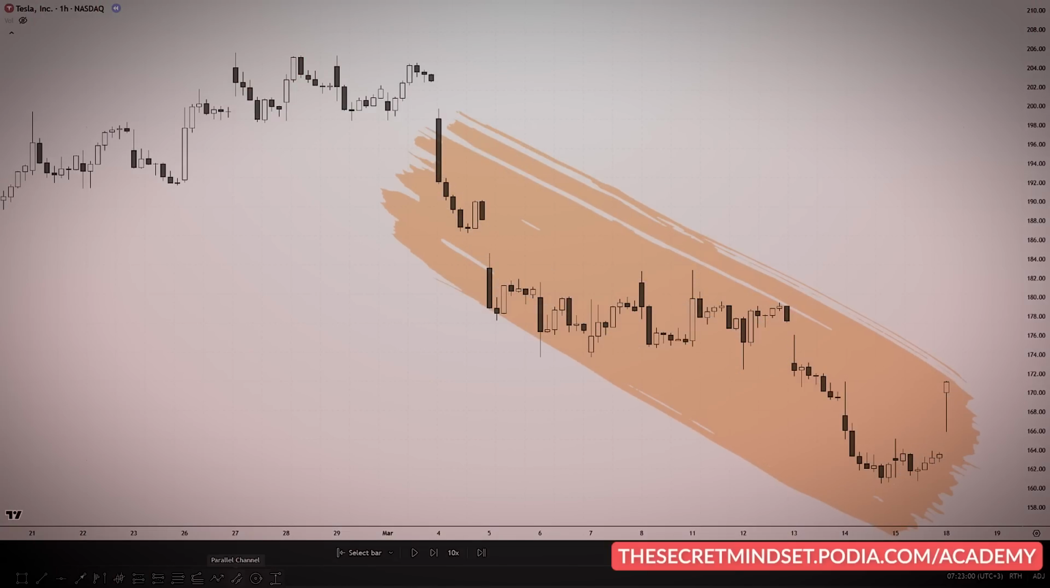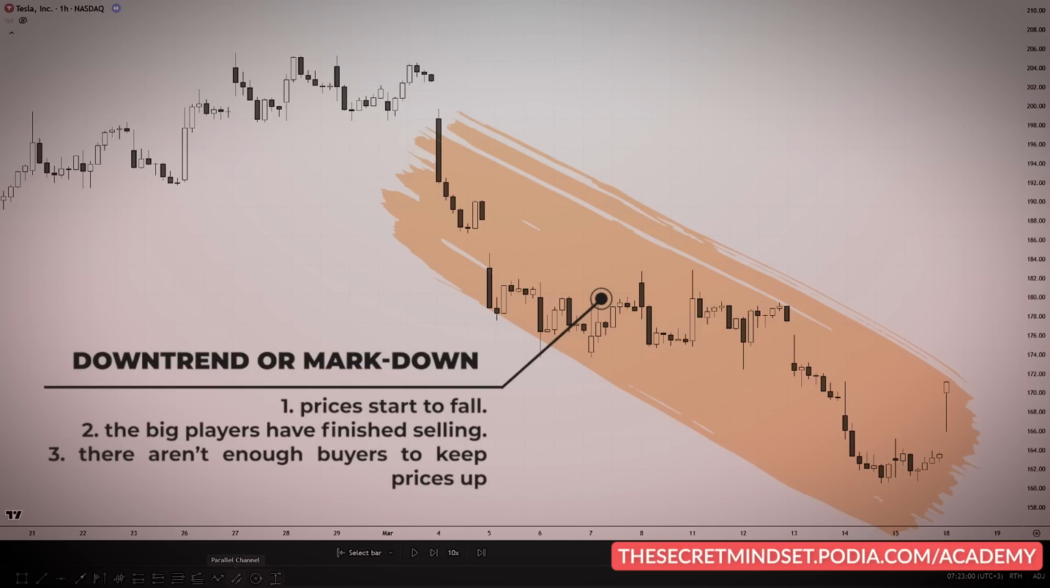The last phase is the downtrend or markdown. This is when prices start to fall. The big players have finished selling. Now there aren't enough buyers to keep prices up.